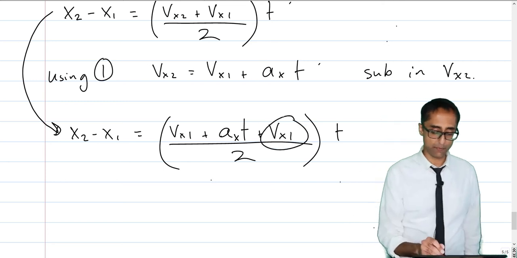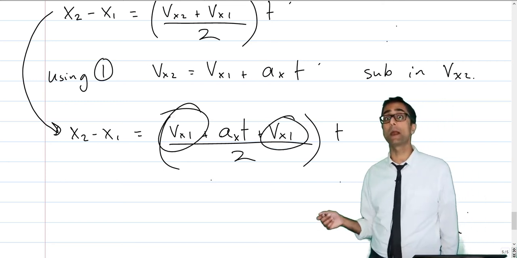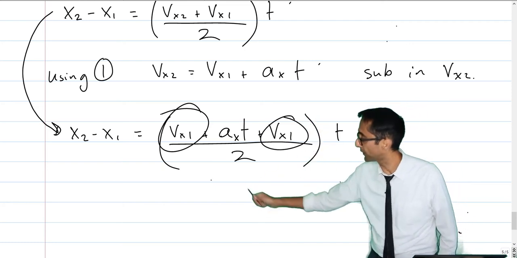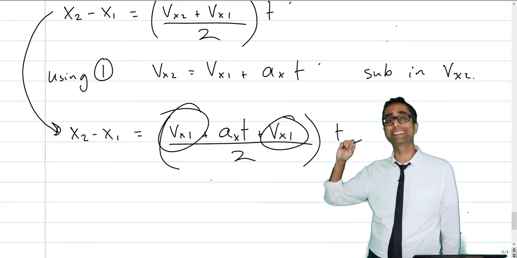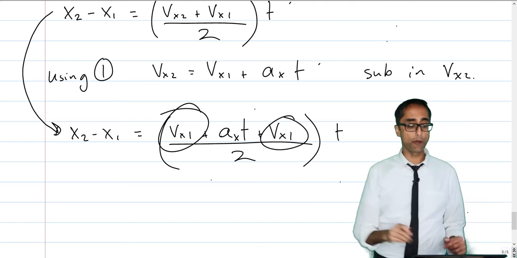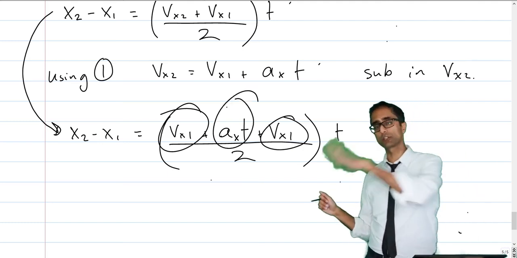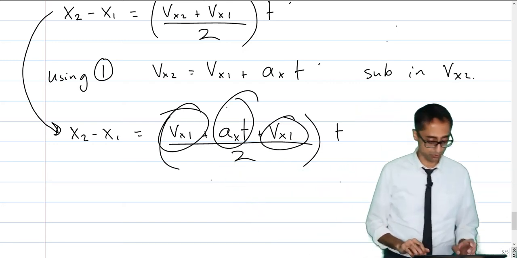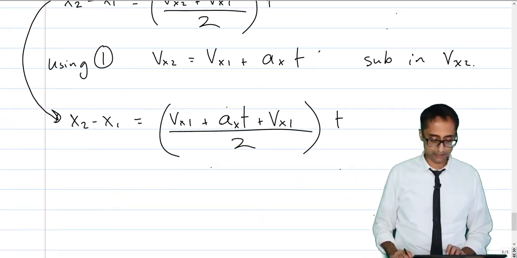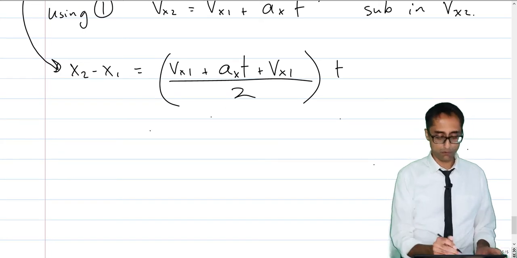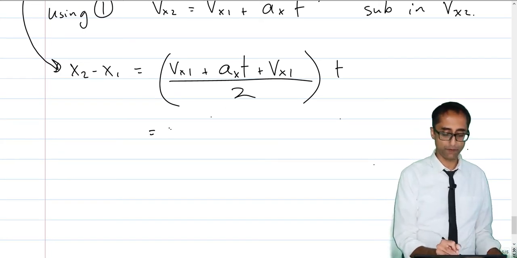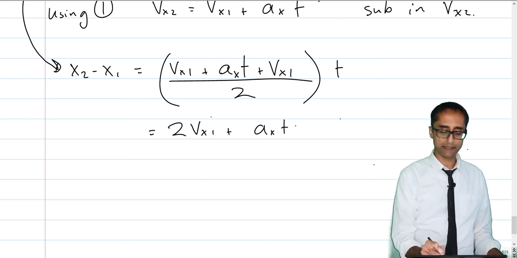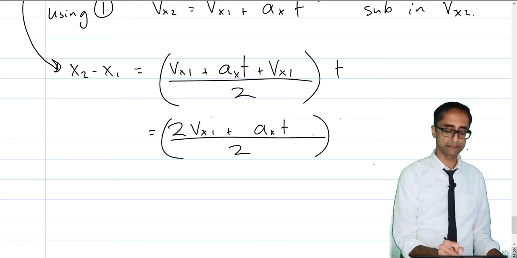Of course, we see that we have 2 Vx1, so we're going to add them up, but after we add them up, let's also divide by 2 and multiply by t, and then the other term here, this axt term, we're also going to multiply by t and divide by 2. So basically we're expanding the brackets now to get it as we like. And so we'll simplify this to 2Vx1 plus axt, all divided by 2, multiplied by t.